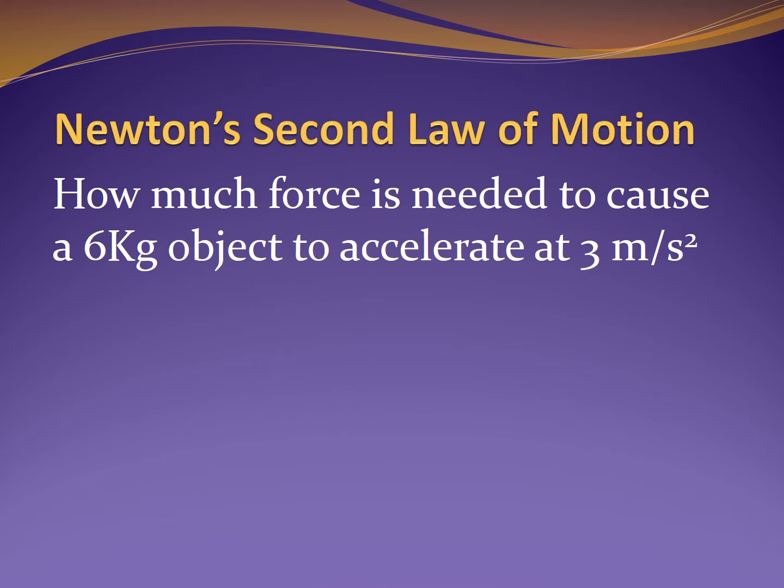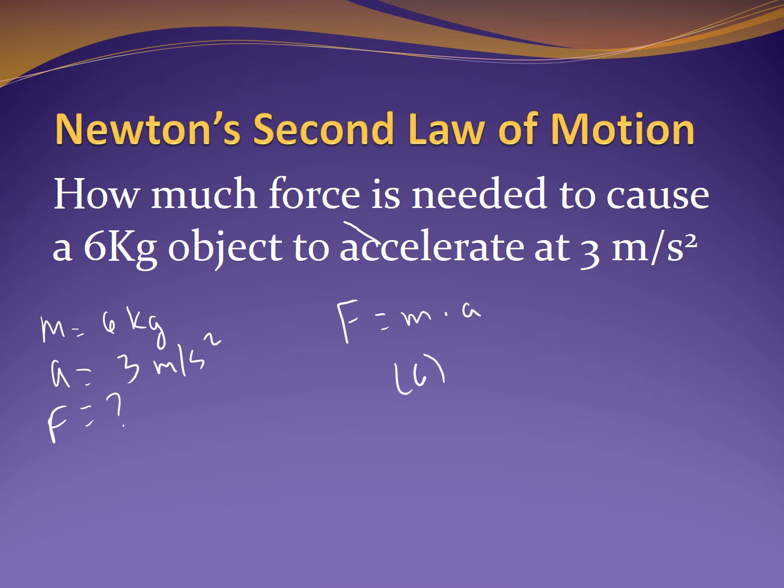How much force is needed to cause a 6 kilogram object to accelerate at 3 meters per second squared? Let me break it down a little better than I did in that chart. So m is 6 kilograms, and my acceleration is 3 meters per second squared. What is my force? Well, force is just ma. You just multiply both of these numbers, so 6 times 3, which will give me 18. So you can write it as kilograms times meters per second squared, or 18 newtons. Same thing.